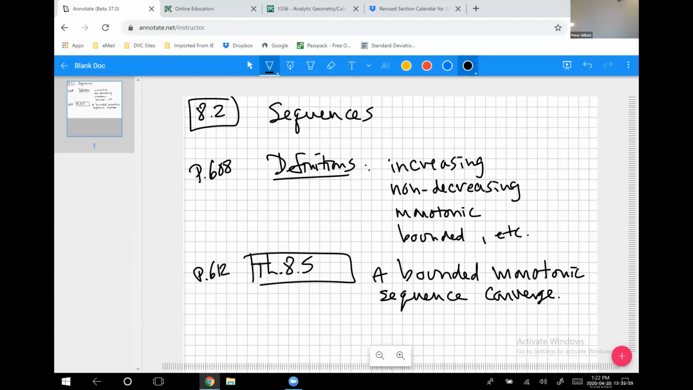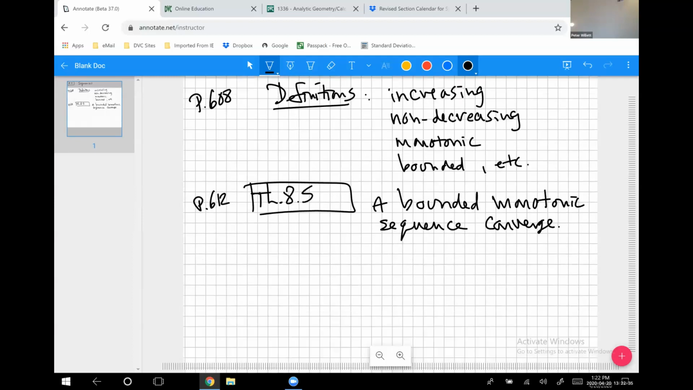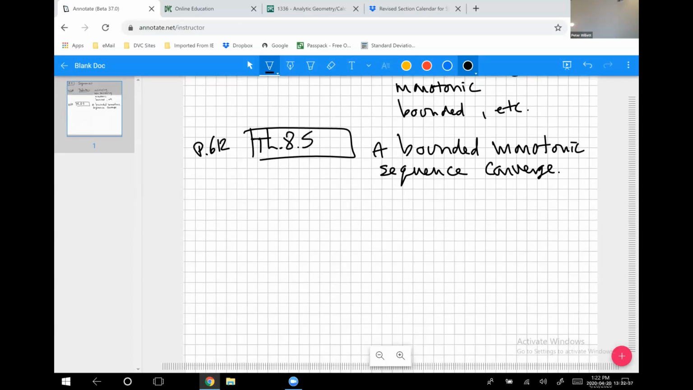And they even give everyone's favorite, the epsilon delta definition of a limit of a sequence, which is like the epsilon delta definition of a limit in general. But let's look at a couple of examples of what they expect you to be able to do from this. So looking at page 616, the exercise set for 8.2.